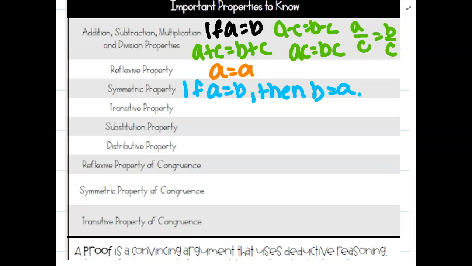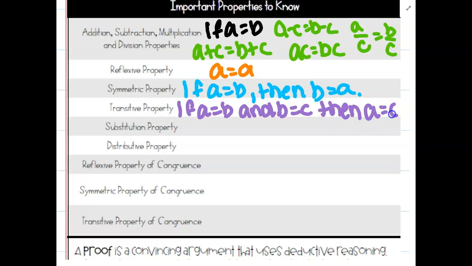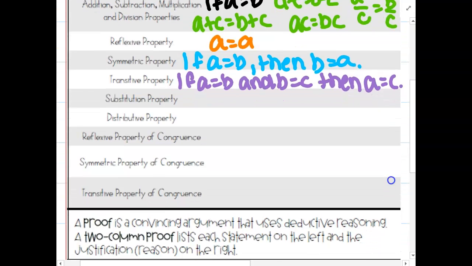Now we have the transitive property, which I think is new, but it kind of reminds me of the law of syllogism. See if it reminds you as well. The transitive property says this: if A equals B and B equals C, then A equals C. So it connects two statements. We have A equals B, and B equals C. But if A equals B and B equals C, then A has to equal C. You can connect the first and the last one. That's why it reminds me of that law of syllogism.